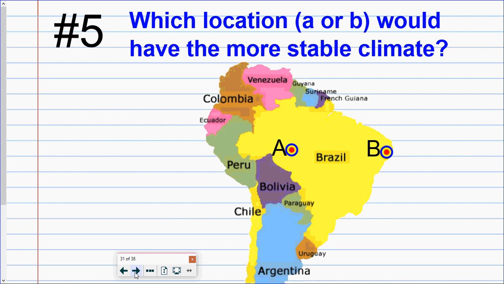Oh, I love this question. Which location, A or B, would have the more stable climate? So in other words, a smaller range. Think about it. Maybe tell the person next to you.